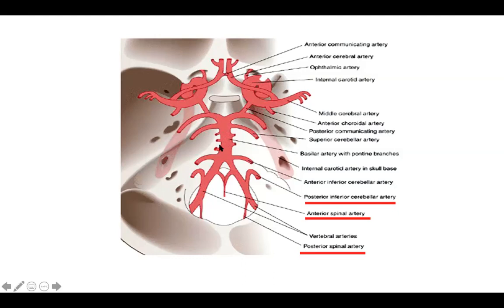The pons are also supplied by the basilar artery through the pontine branches, the small ones that you see here. Then when the basilar artery is done, it gives you as a final division the posterior cerebral artery, which is the artery that will supply the posterior part of the brain and the final part.